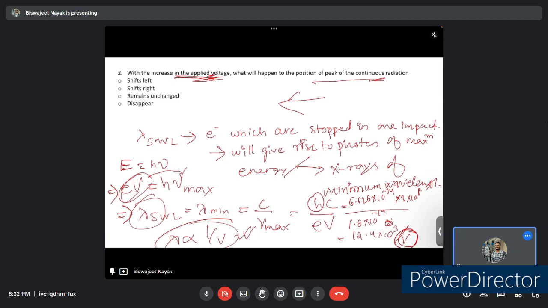So why should this happen? As the voltage is increasing, the number of photons produced per second and the average energy per photon are also increasing, and this is the reason for this. Number of photons produced per second and the average energy per photon are both increasing.